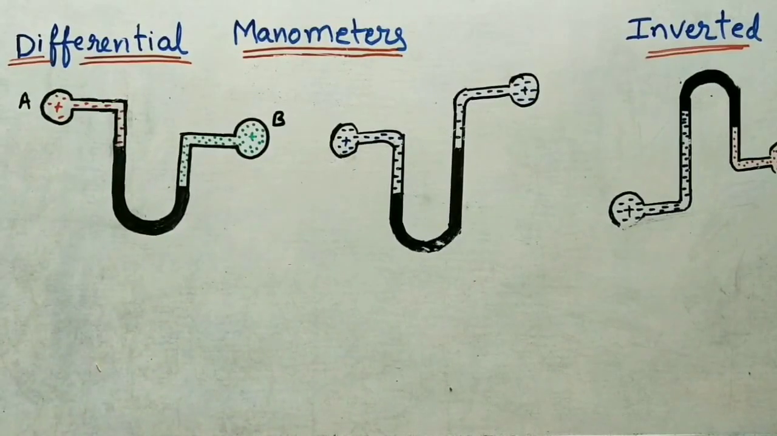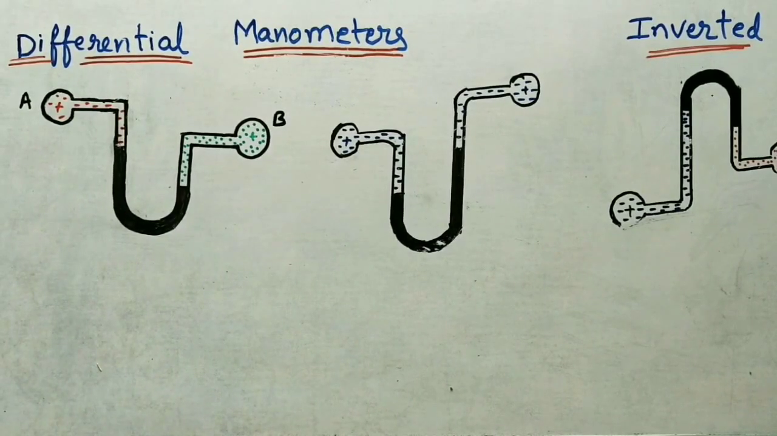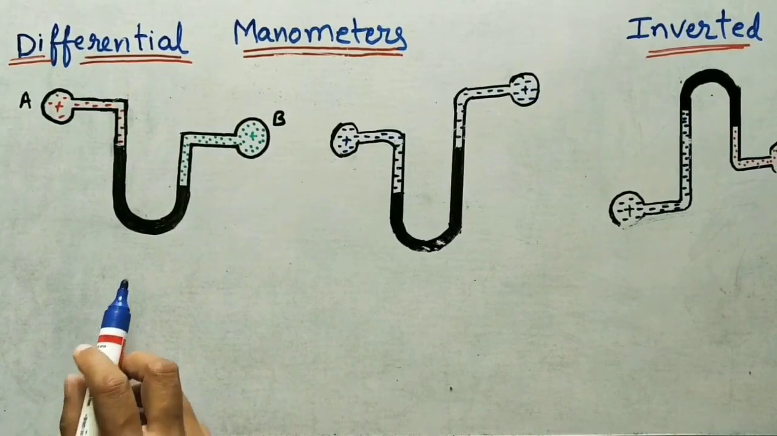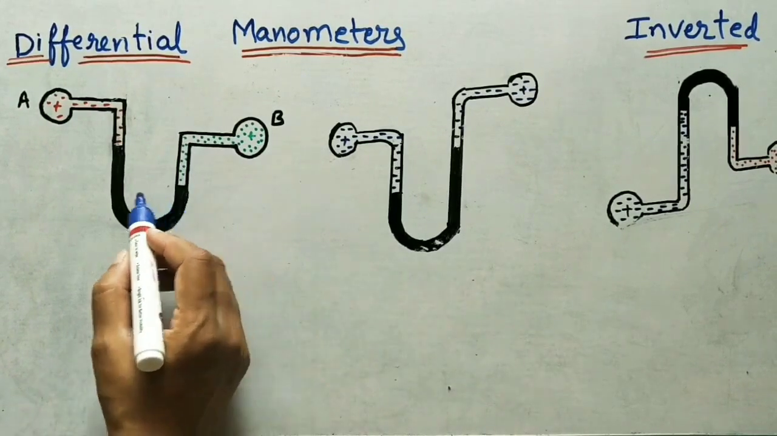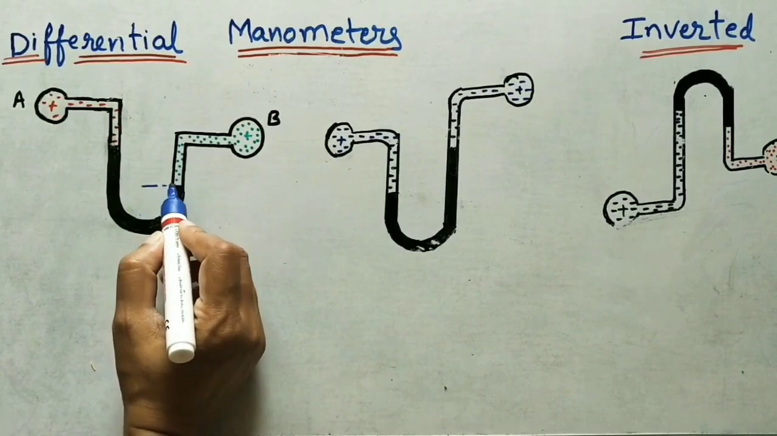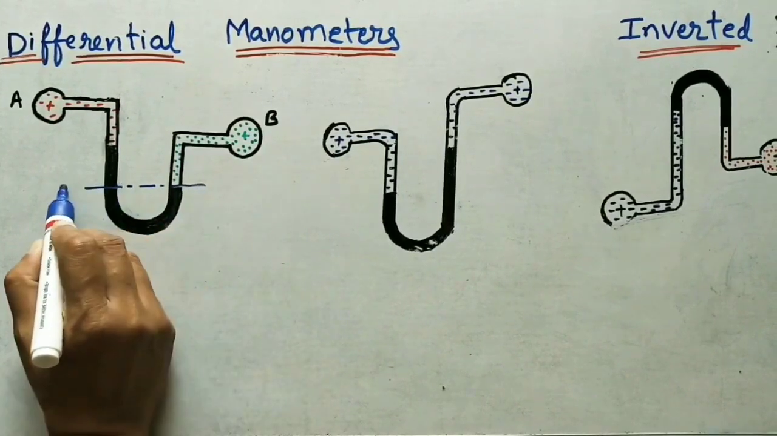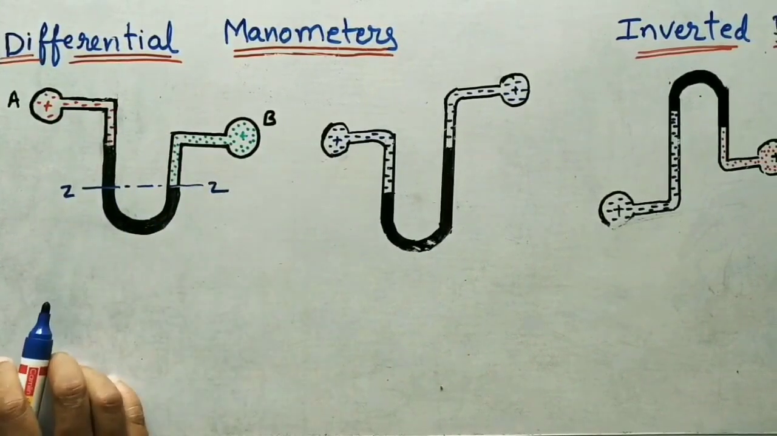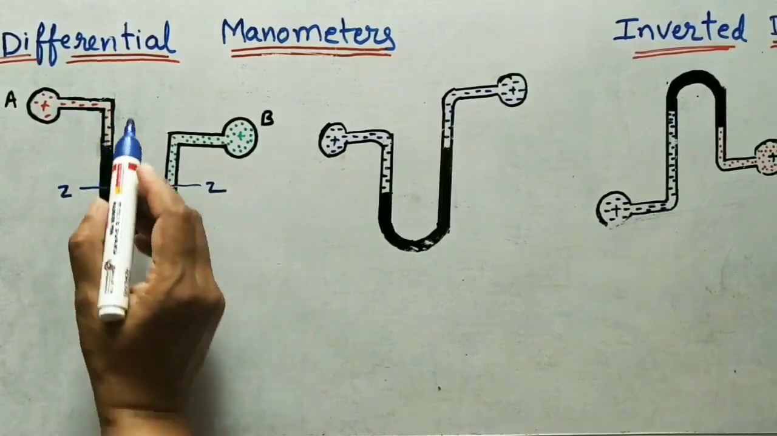Differential manometer, how to write the pressure head equation. Here I didn't mark mercury heights. Just take wherever the mercury level is low, that is the datum line. Here on the right hand side, this mercury level is low, so I am taking this as the datum line. I am marking Z and Z. Mark the heights if they are not given.